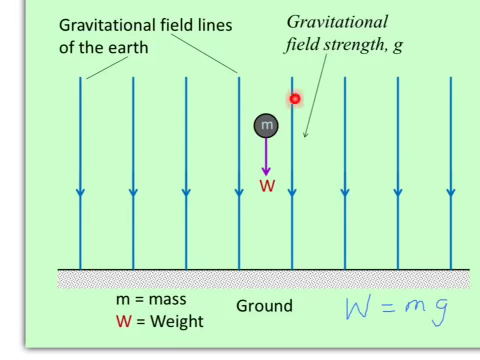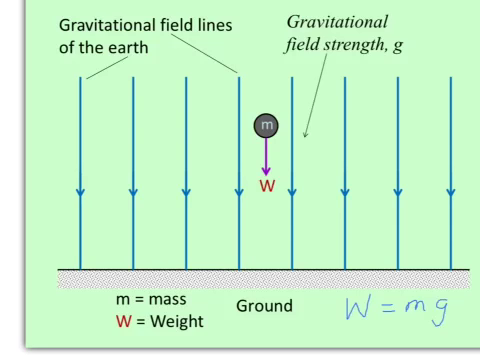This is the gravitational field, which is uniform as indicated by these evenly spaced field lines. The gravitational field strength is symbolized by g. Now there are two ways of looking at g. One is the one that you're familiar with, which is acceleration due to gravity, and it's equal to 9.81 meters per second squared. Here we look at g as gravitational field strength, and it's equal to 9.81 newtons per kg.